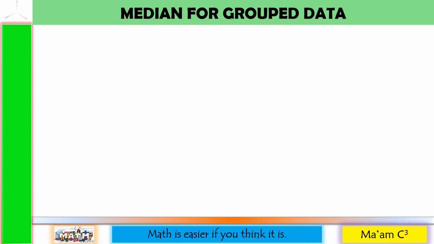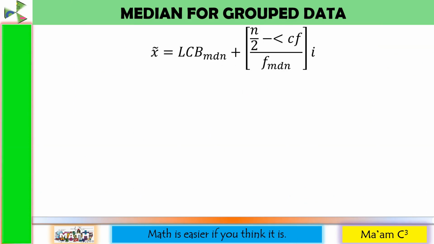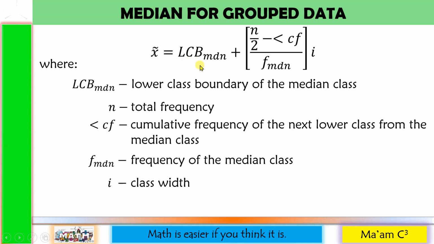Now let us have the median for group data. Here is our formula, where LCB sub MDN is the lower class boundary of the median class. N is the total frequency. Less than CF is the cumulative frequency of the next lower class from the median class.